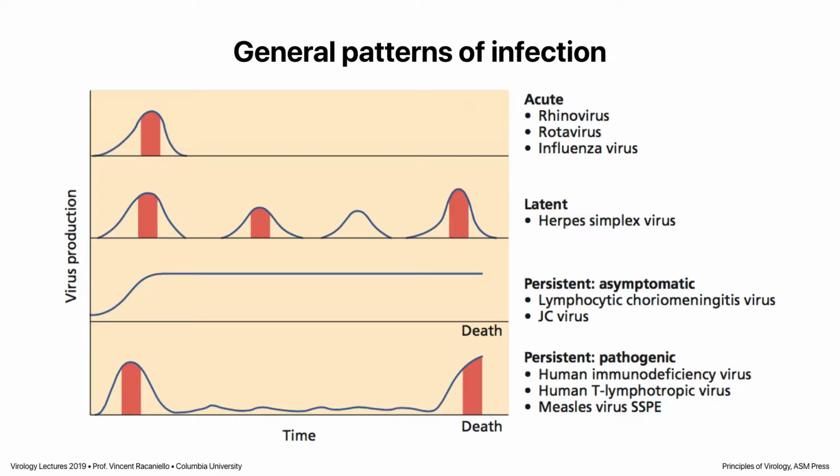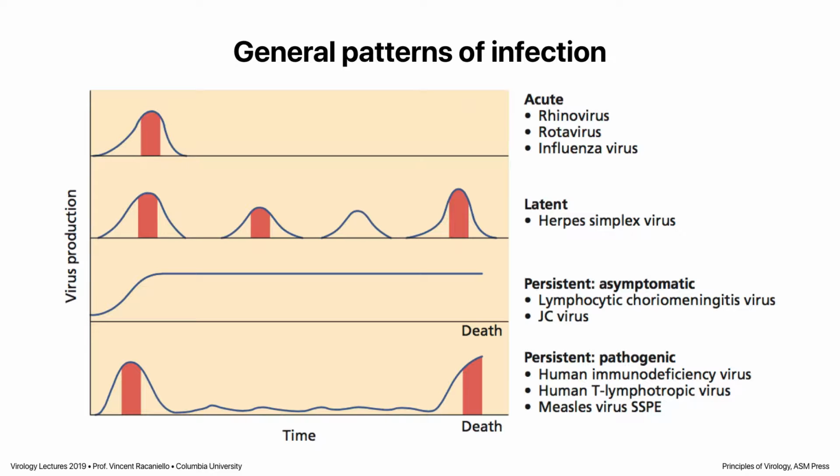And on this graph we have virus production on the y-axis with time on the x-axis. And the blue line is virus production. The red bars are periods of disease. So on the top is an example of an acute infection where you have a very defined period of virus reproduction and disease. And below are all different kinds of persistent infections.